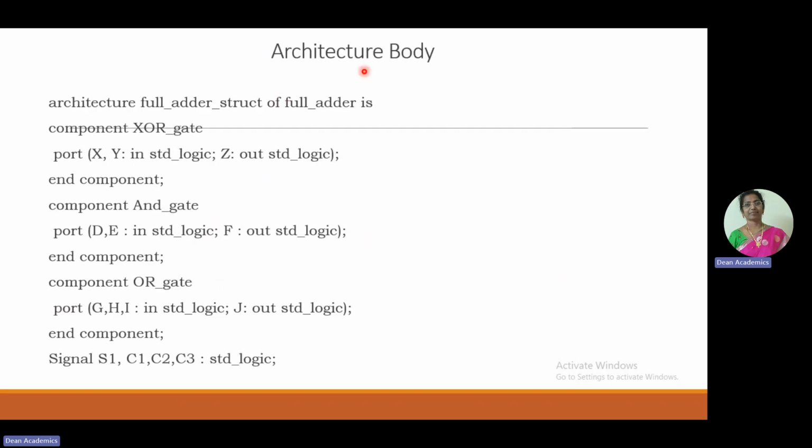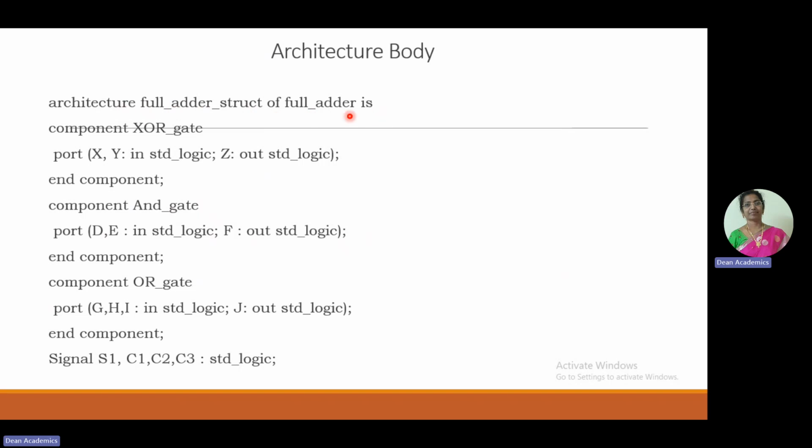Now let us see the architecture body. The architecture body can be written in data flow style, behavioral style, and structural style. In the previous 2 videos, we have seen data flow style and behavioral style. Now we are learning how to write the structural style of modeling. So architecture full adder structural style of modeling.